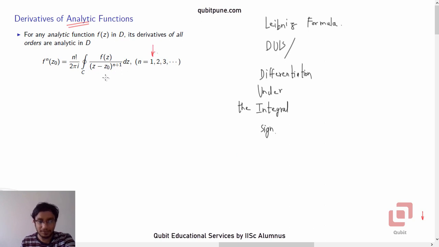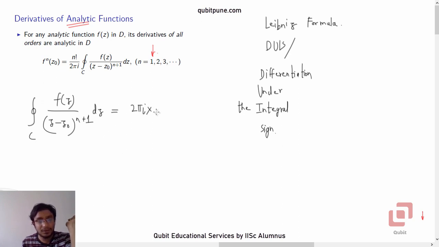Okay, note that it is n plus 1. So according to this formula, if the integrand is in the form f of z divided by (z minus z naught) to the power n plus 1, then this is equal to 2 pi I times the nth derivative of the function f with respect to z evaluated at z naught, into 1 over n factorial.